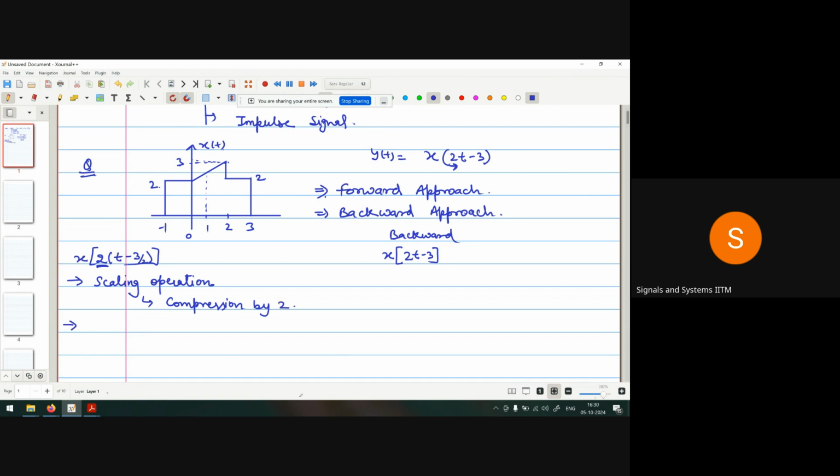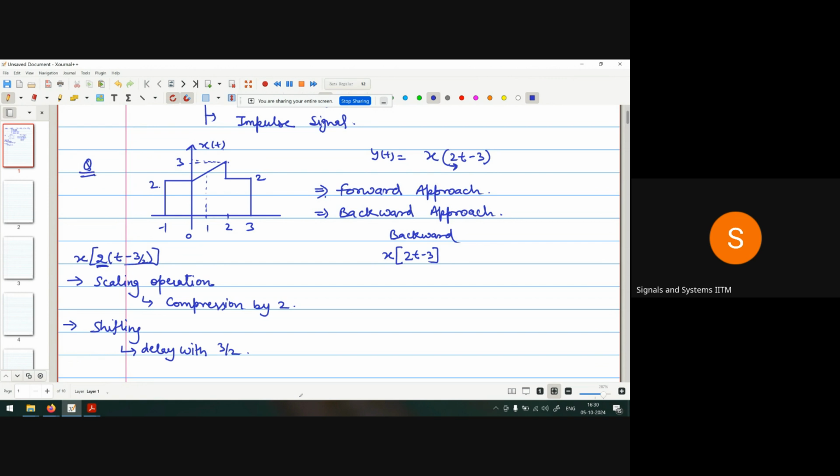And the second operation that we have to perform is the minus 3 by 2. That means shifting, and shifting with a minus means the signal should be delayed by 3 by 2.